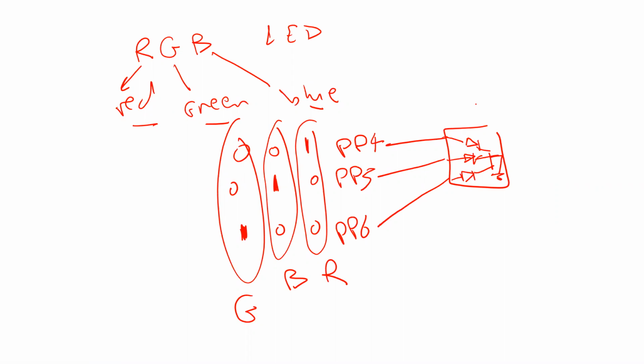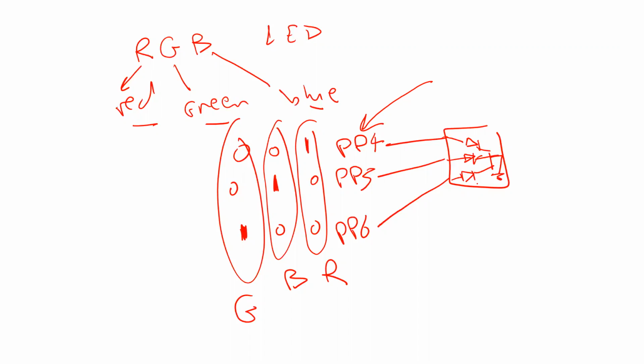I already made a definition, I defined what the RGB LED is. Also, I explained how it is connected to the board, as you see here, guys. Also the internal structure of the LED. Now let's come to the programming. How can I program it?